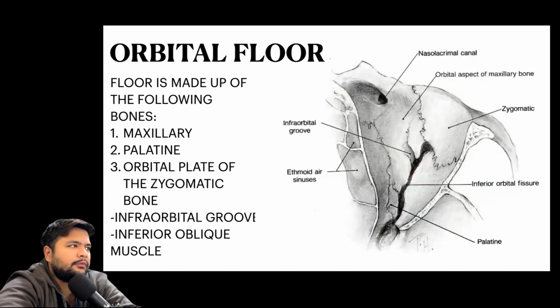Then coming to the orbital floor, the floor is made up of the following bones: the maxilla, palatine, orbital plate of the zygomatic bone. So there are the infraorbital groove and inferior oblique muscle lying on the floor of the orbit.